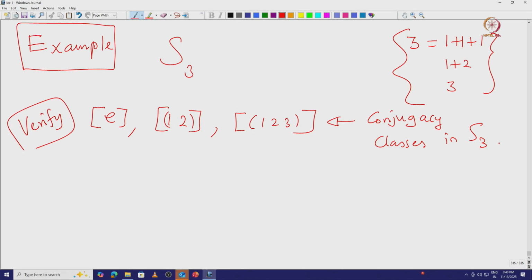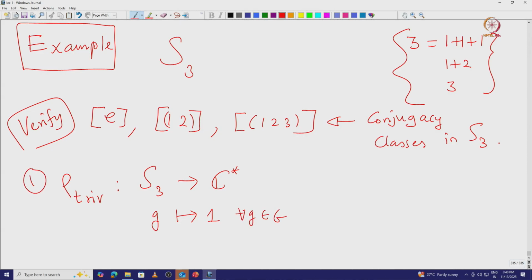Now we already have these representations, which is the trivial representation from S3 to C star, given by sending all the elements g in G to 1. So this is one representation. The second representation, again, we can take to be the sign representation.